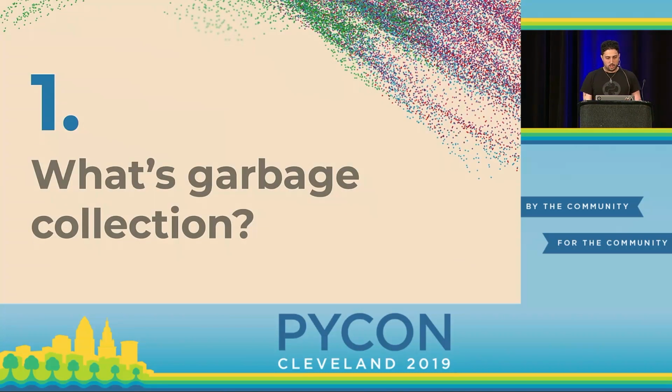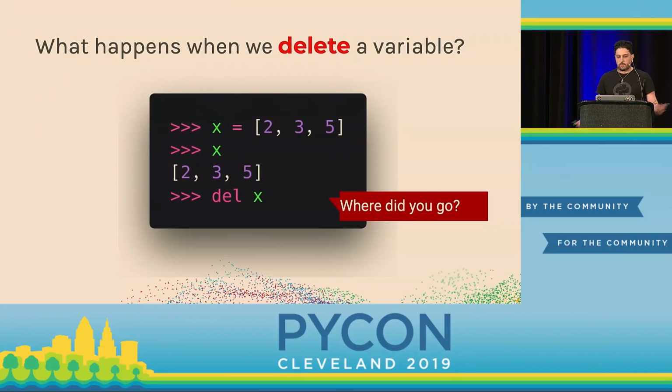So let's get started with an introduction of what garbage collection is and why it's needed. Imagine that you have a variable, for example, this list, and then you delete the variable. As you know, this is basically removing the name, but we're interested in what happened at that point.